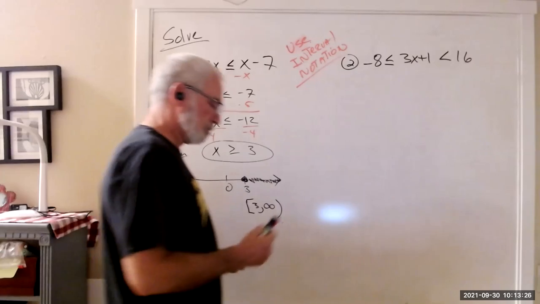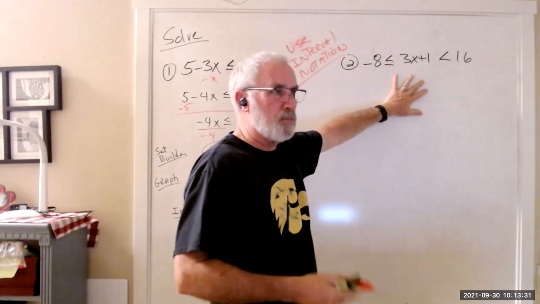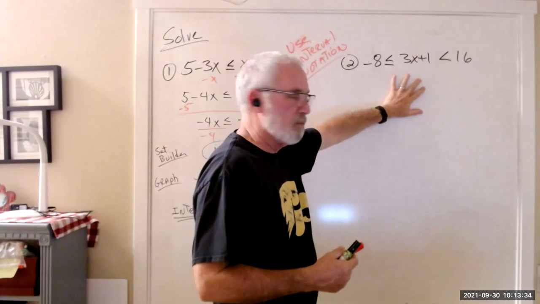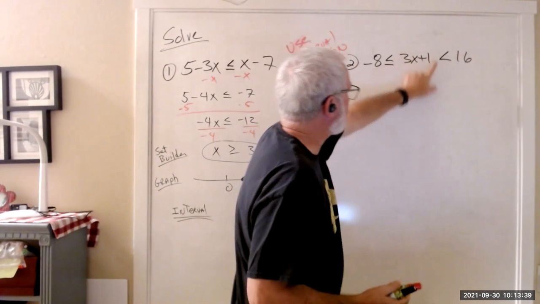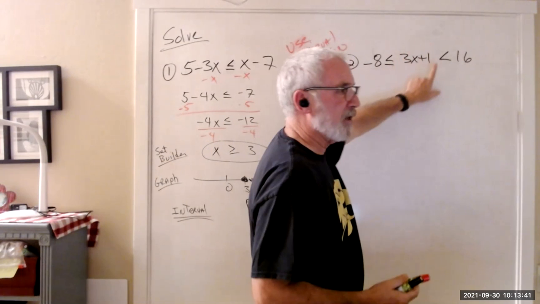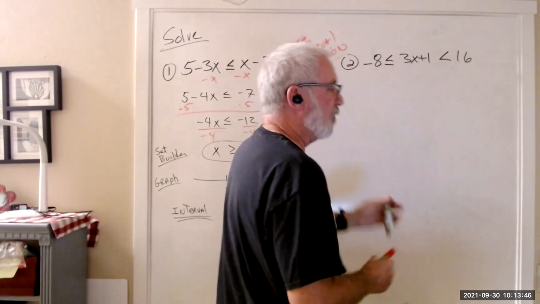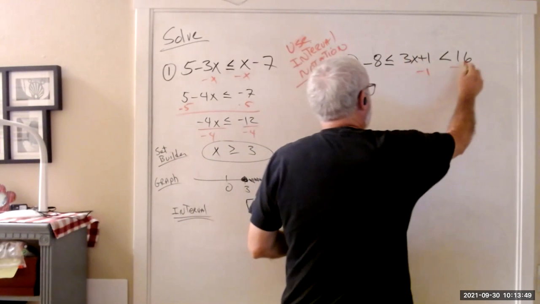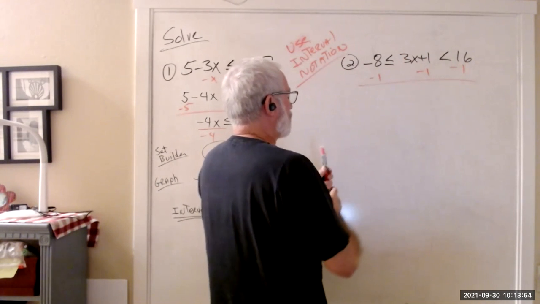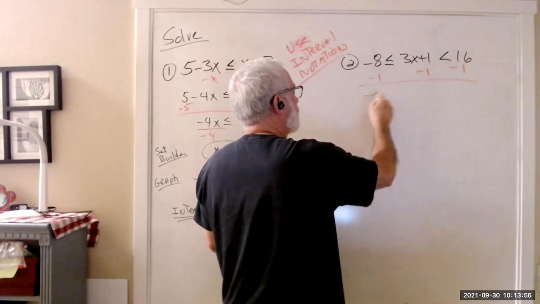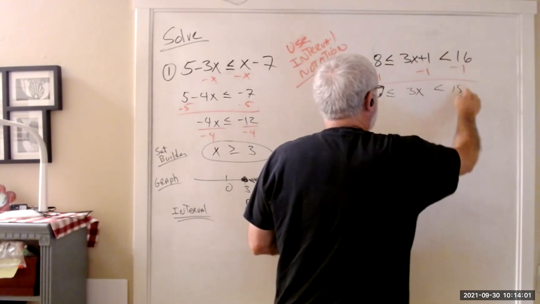Over here, this was called a compound inequality. Compound means multiple inequalities in one problem. So in this one, this is kind of like a trick question. X is in the middle and you want to get it totally alone, meaning you want to get rid of the 1 and you want to get rid of the 3. So the game we play here is we take away 1 from all 3 sections. So negative 8 take away 1 is negative 9 is less than or equal to 3x, which is less than 15.